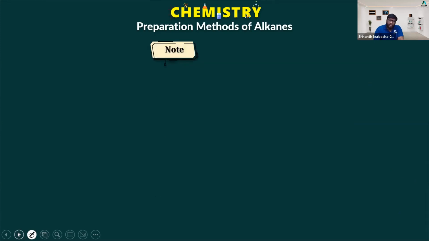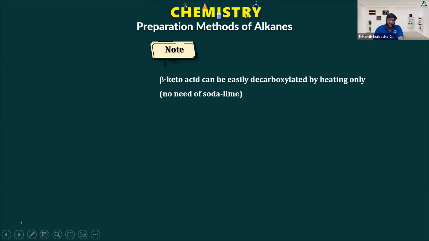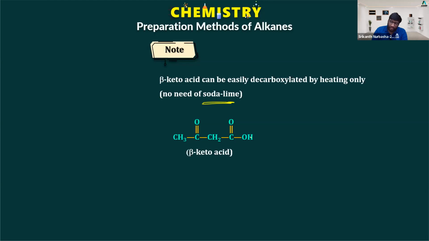One more important point is that beta keto acids will undergo decarboxylation by simply heating. No need of soda lime. Why? If you take a beta keto acid like CH3 C double bond O, CH2 C double bond O OH, you can simply heat it. That's it. Upon simple heating only, you will get the respective CH3 C double bond O CH3. The CO2 is lost and you will get the product.